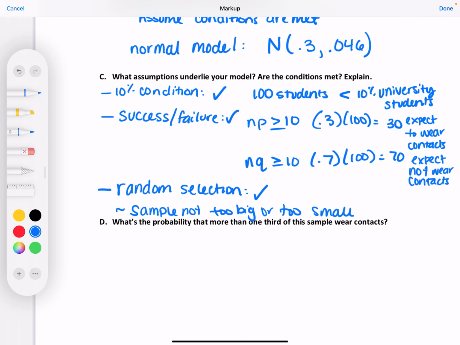What's the probability that more than 1/3 of this sample wear contacts?